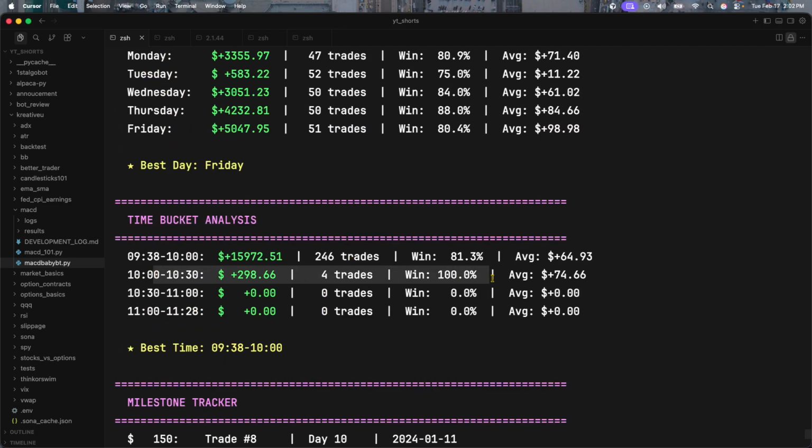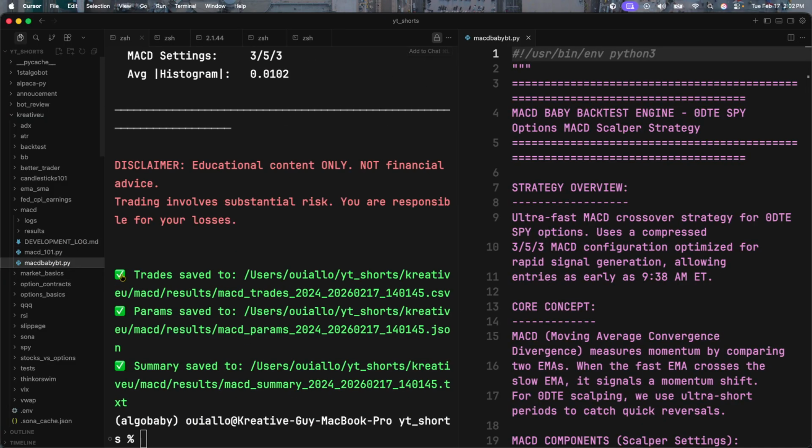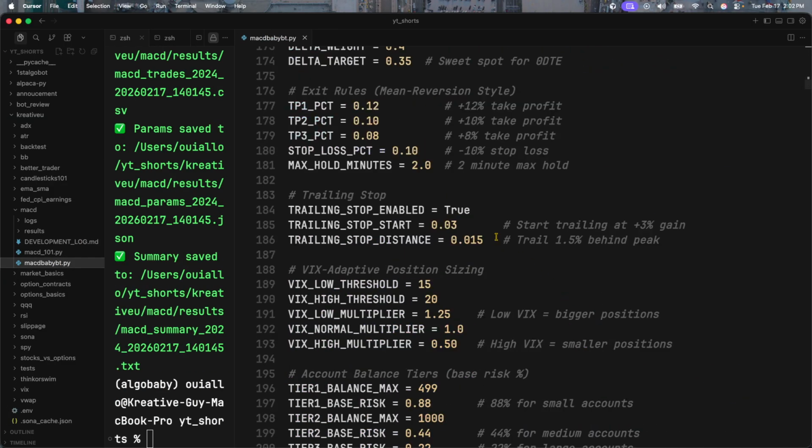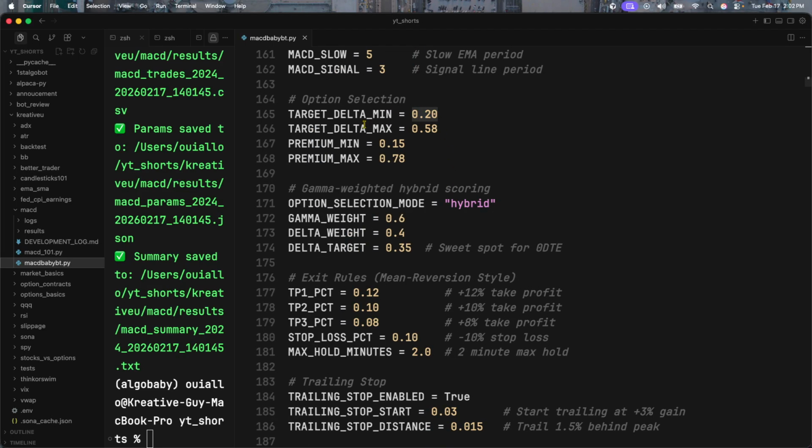Now that 10 o'clock hour is 100%. Okay. Now there's just one more thing I want to tweak. So I just adjusted the delta min to be 0.20. Okay, I'm good with that. This premium min, I'm still thinking to be able to go up a little bit. Maybe let's do 0.88. So I just changed two things.